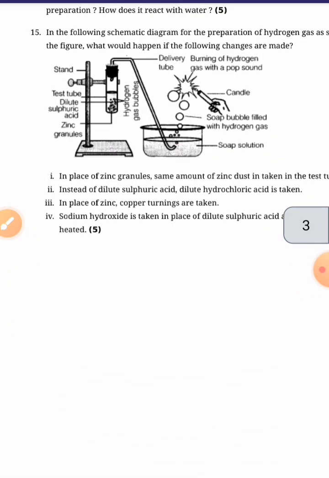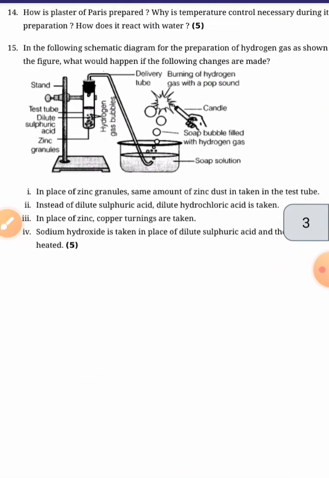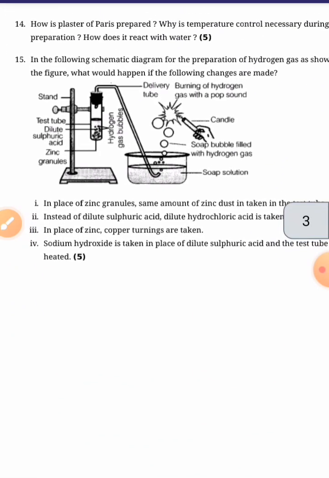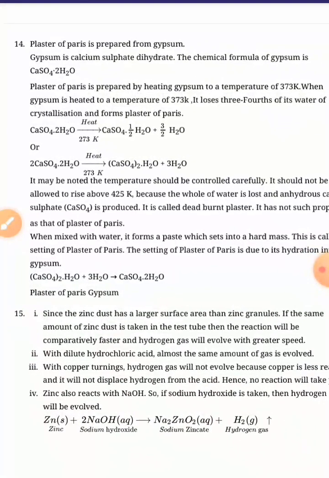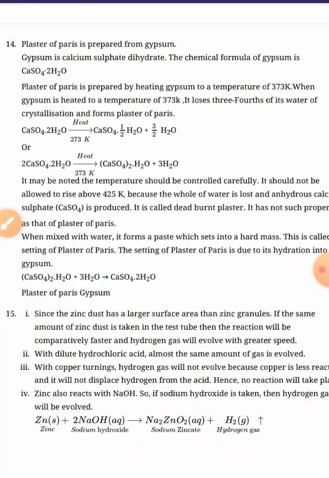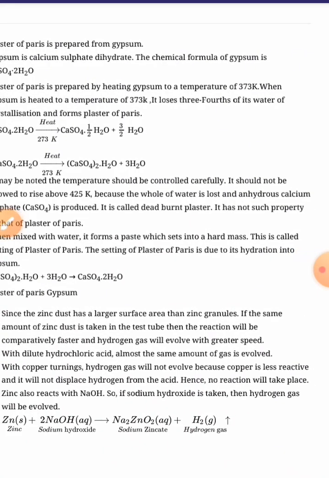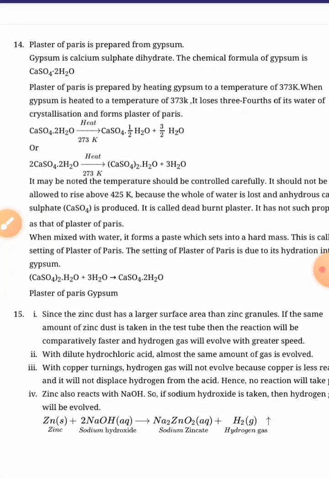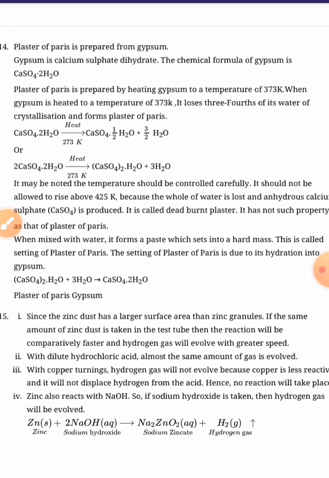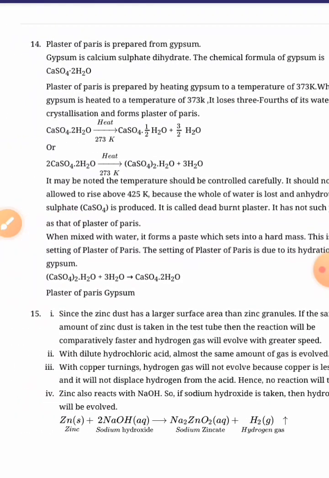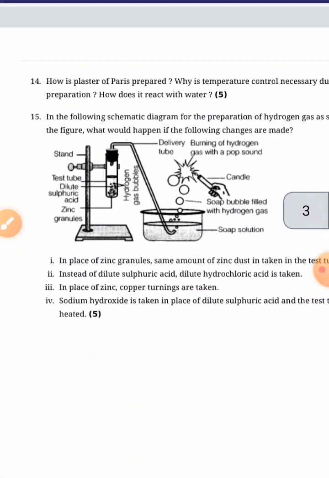Come to the question number 3. In place of zinc, copper turnings are taken. With the copper turnings, hydrogen gas will not evolve because copper is less reactive and it will not displace hydrogen from the acid. Hence, no reaction will take place. Come to the question number 4.